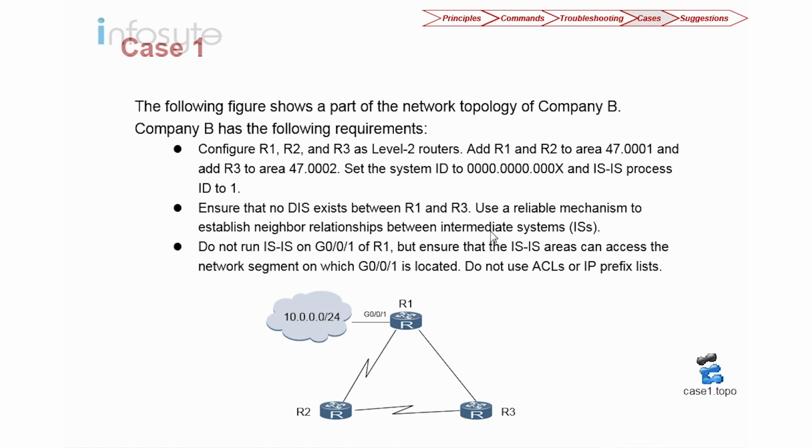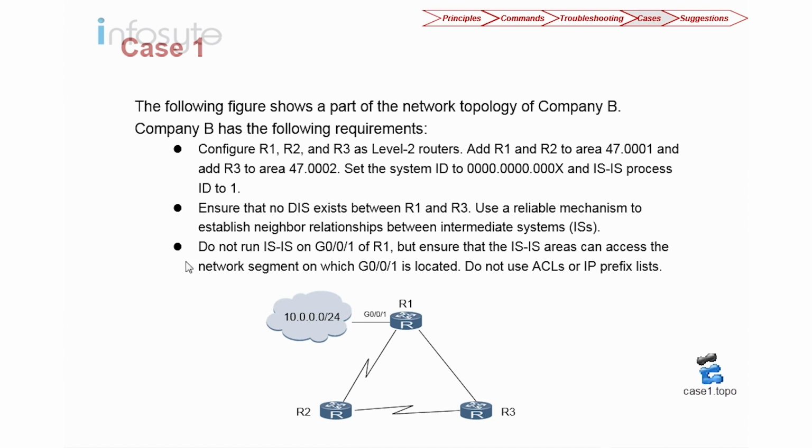Okay, and on top of that, it said to use a reliable mechanism to establish neighbor relationships between intermediate systems. For us to do that, we need to use what we call the three-way negotiation. Because by default, if you are using ISIS, they are going to use a two-way negotiation. So this requirement is to test whether you understand that on ISIS point-to-point there are two negotiation modes. The default is two-way, and the reliable mechanism is three-way.